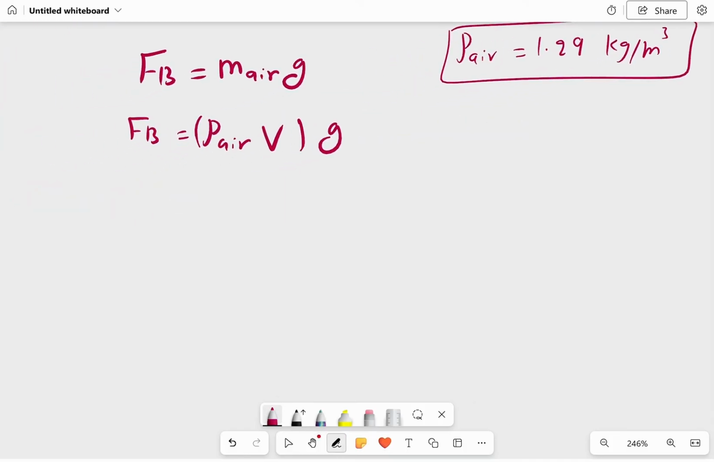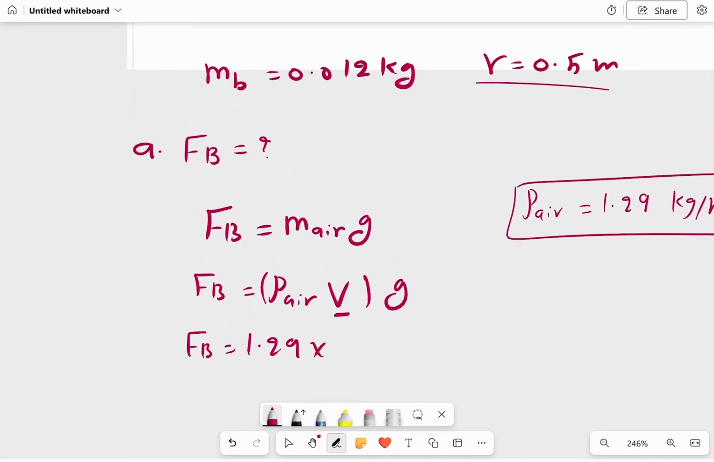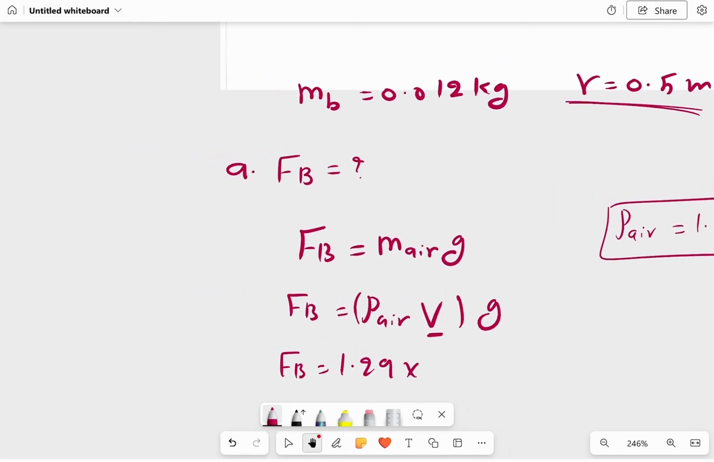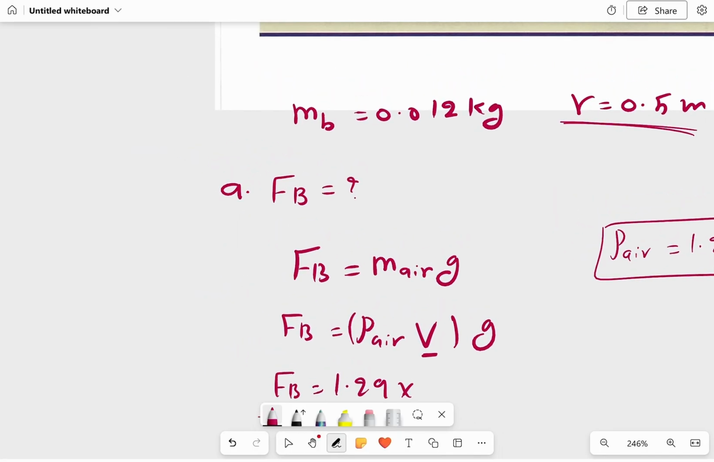Okay, this is density of air. Then you'll say FB is equal to 1.29 times, we had volume. Okay, do you have volume, guys? How can you find volume? Okay, guys, you know a balloon is a sphere. Okay, and we have radius. Think about it. Can we find volume using radius? Why not?